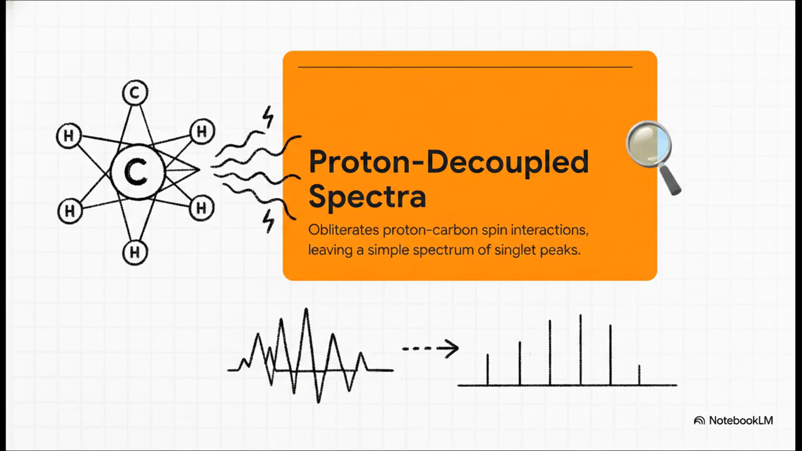Now, the trade-off here is that we do lose the information about exactly how many hydrogens are attached to each carbon, but what we get in return is this beautifully simplified map made entirely of singlet peaks, completely avoiding the nightmare of overlapping multiplets. It's a pretty good deal.